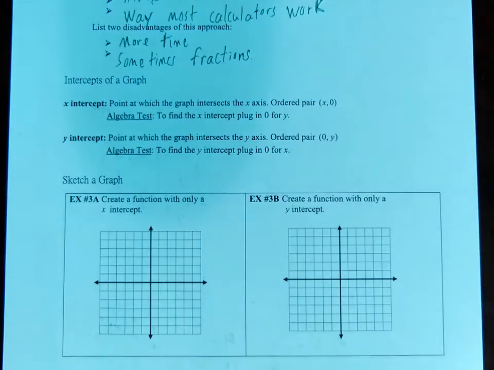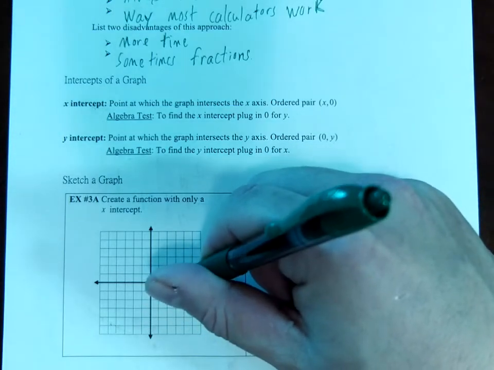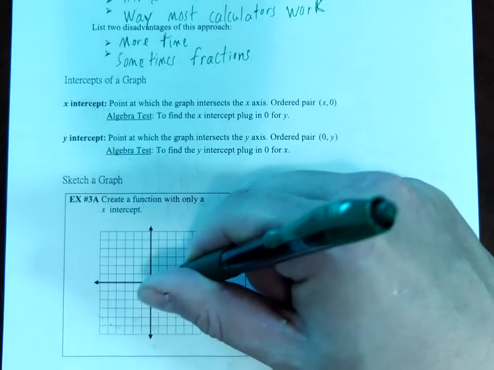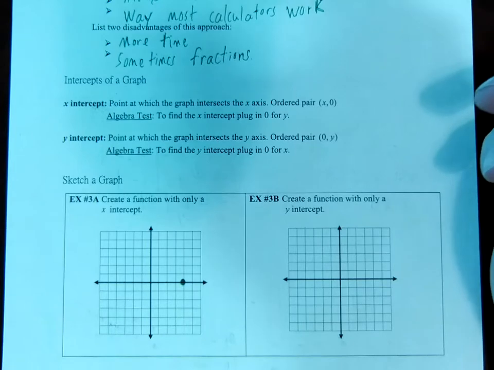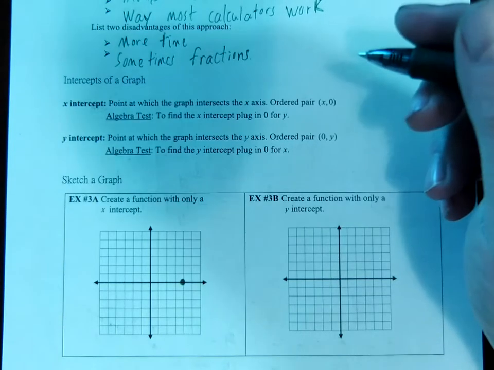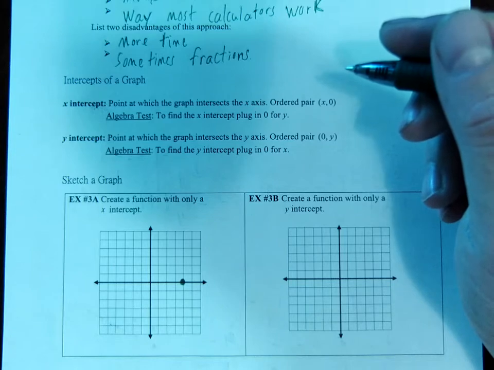Alright, so create a function with only an x-intercept. This could be a parabola opening to the right or left, or it could be a vertical line. So a function with only an x-intercept, let's say my x-intercept is here at 4 comma 0: 1, 2, 3, 4 comma 0. There's my x-intercept. For it to be a function, it's actually got to be, oh, it says function. That's an interesting concept.